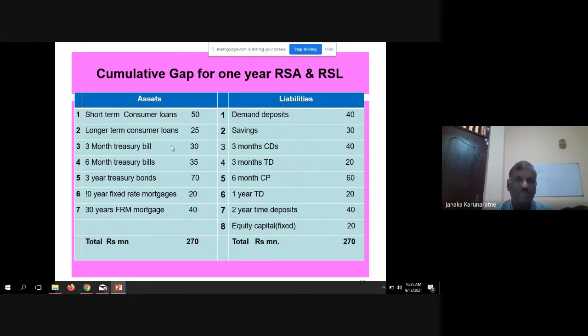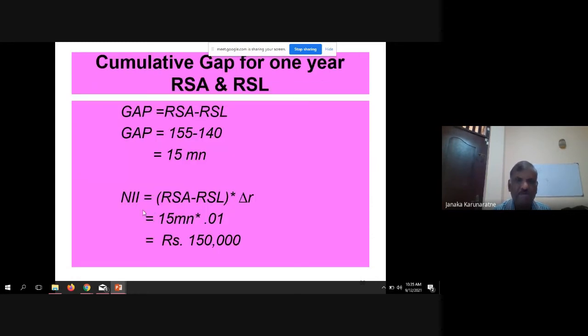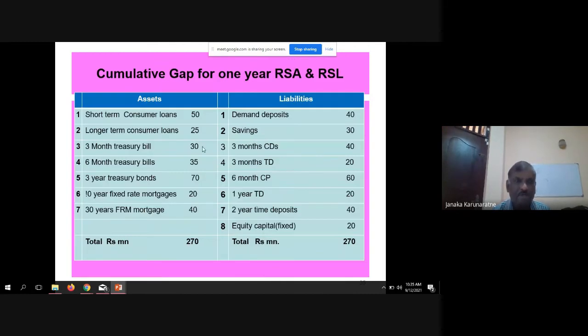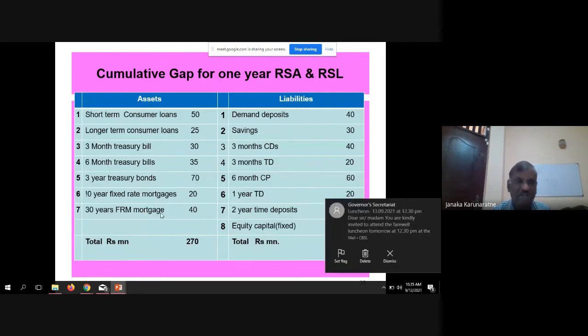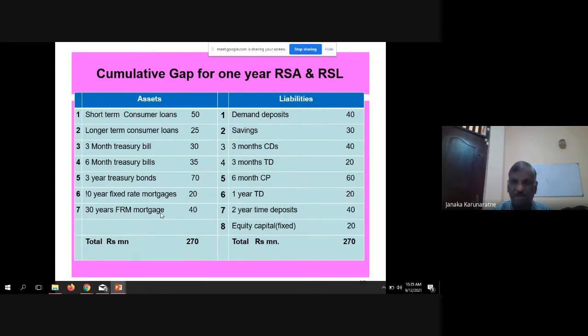Short-term consumer loans, long-term consumer loans, treasury bills, 3 months, 6 months, 3-year treasury bonds, 10-year fixed rate mortgages, 30 years floating rate mortgages. Then demand deposits, savings, 3 months CDs, 3 months TDs, 6 months commercial papers, 1 year TD, 2-year time deposits, equity. So 270.